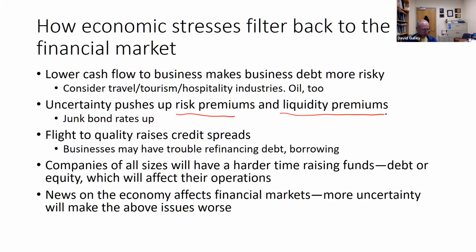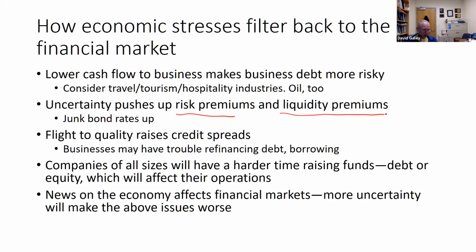So as I noted already, junk bond rates are up. There's a flight to quality that raises overall credit spreads, in other words, the difference between risk-less assets and risky assets. And what's starting to happen is that some businesses are starting to have trouble refinancing their debt and also borrowing to fund their operations. And then finally, all companies may, or even already are, having a harder time raising funds.